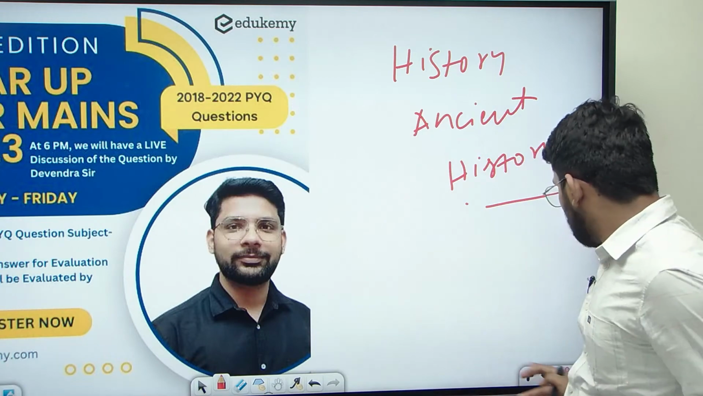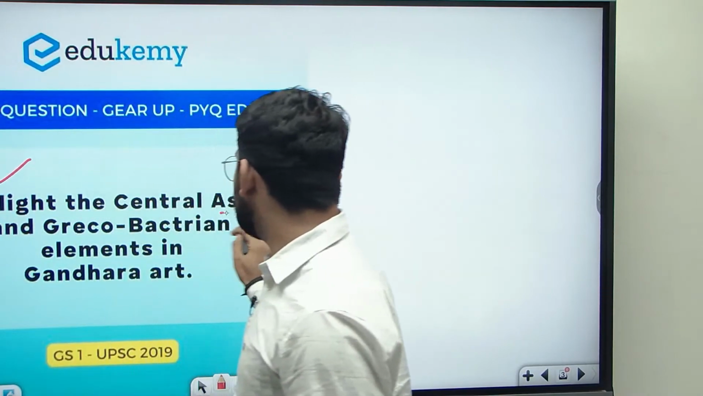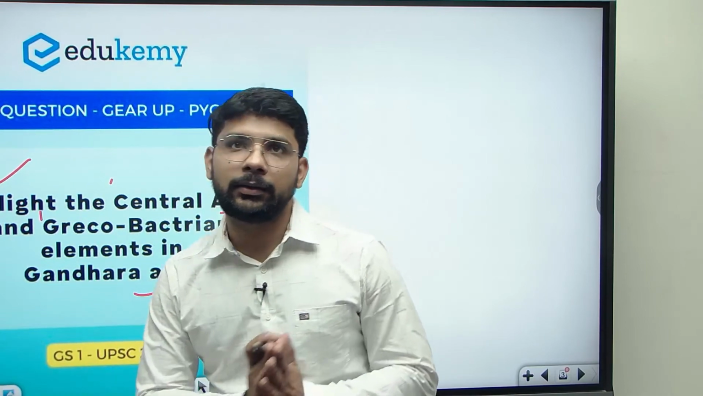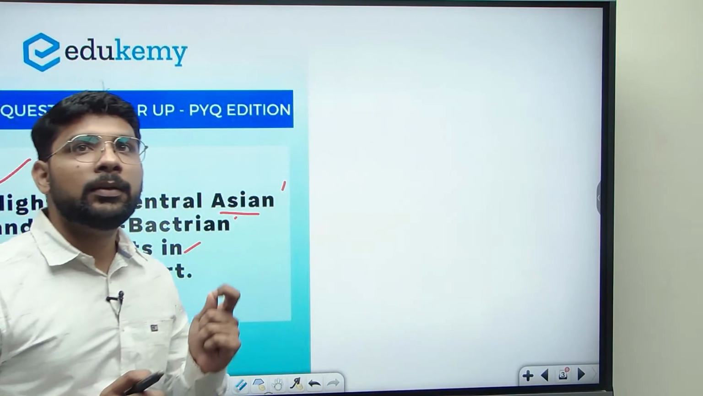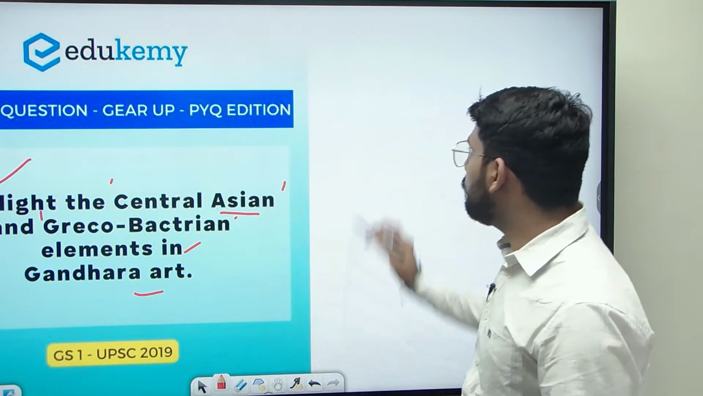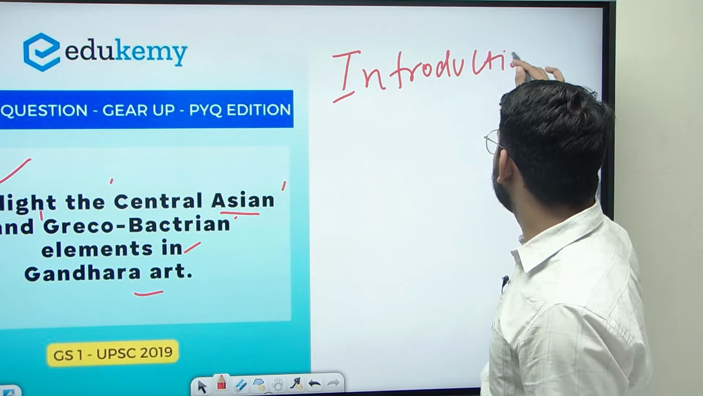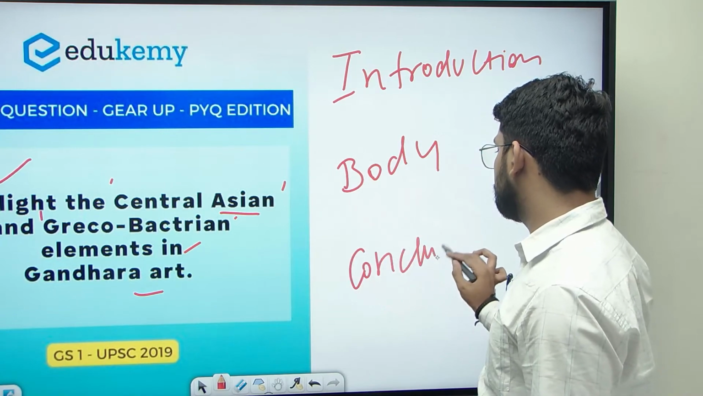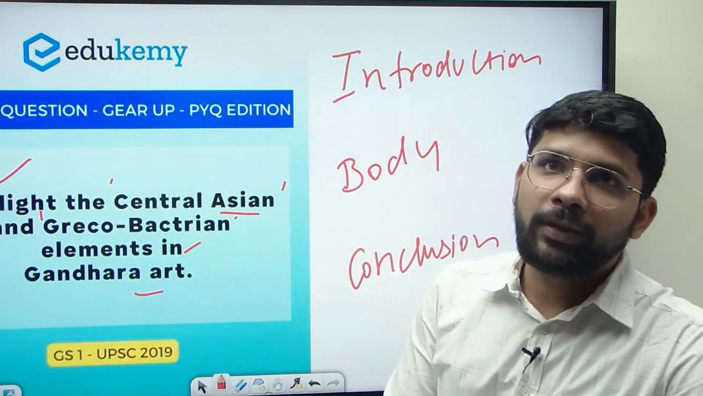Okay. So today's question was: highlight the Central Asian and Greco-Bactrian elements in Gandhara art. A very simple, straightforward question. In the framework of the question, first the introduction, then the body part, and then the conclusion. All are very important. When you are answering any question in the UPSC, all three are important parts of any answer.